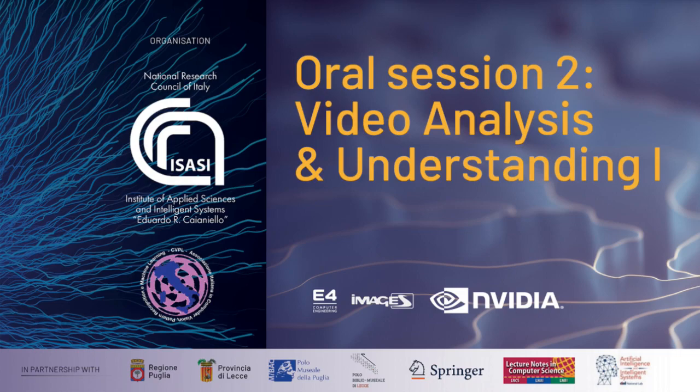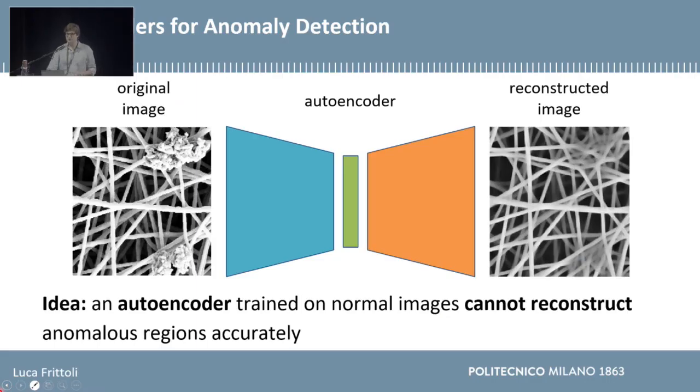Our solution consists of an autoencoder, which is quite standard in anomaly detection. For those of you who are not familiar with autoencoders, they are deep neural networks consisting of two parts. The first is an encoder that extracts from the image a compact latent representation. And then there is a second neural network, called the decoder, that reconstructs an image from the latent representation of the same size as the input.